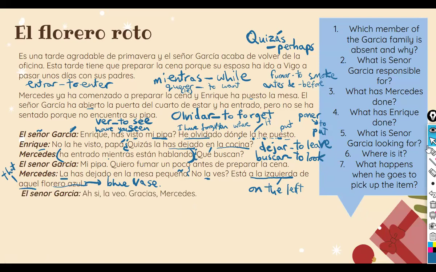Okay, so Señor García says, sí, la veo. Veo from ver again, to see. So he says, yes, I see it. Thank you, Mercedes. Right. Now, a little drama. He is going to get it. Va a cogerla, pero resbala y tropieza con la mesa. El florero cae al suelo. So lots of verbs here.